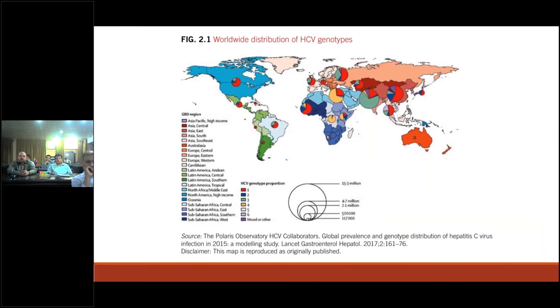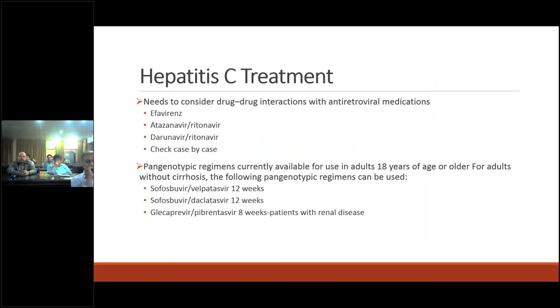Now we're going to switch to hepatitis C infection and its co-infection with HIV. Hepatitis C is different from hepatitis B in that it is a single-stranded RNA virus. It has a worldwide prevalence of 2 to 3%. The co-infection with HIV more than triples the risk of liver disease, liver failure, and liver-related death. It is curable, but we do not have a vaccine for hepatitis C.